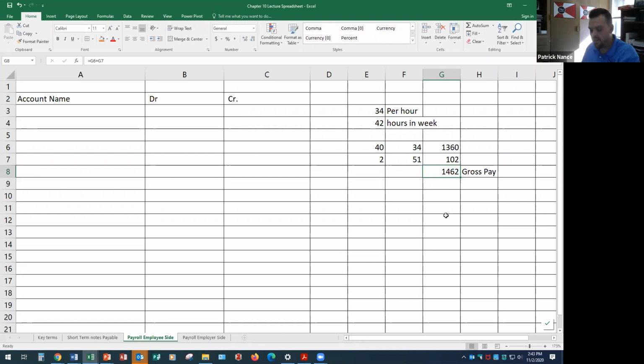Gross pay would be if there was no taxes or anything taken out of your paycheck, what would you actually bring home? That's what gross pay is. So gross pay is that. Net pay will be after we do all of our deductions.